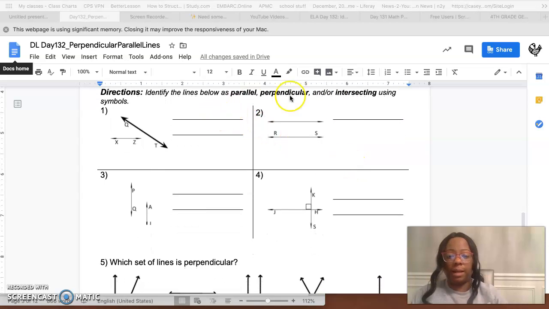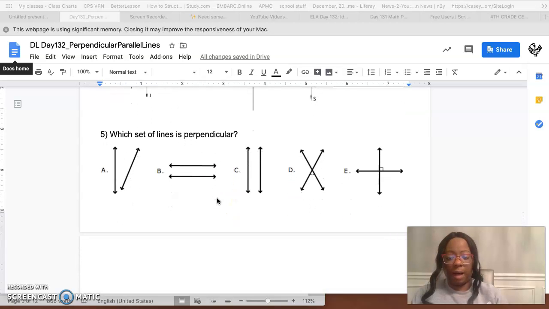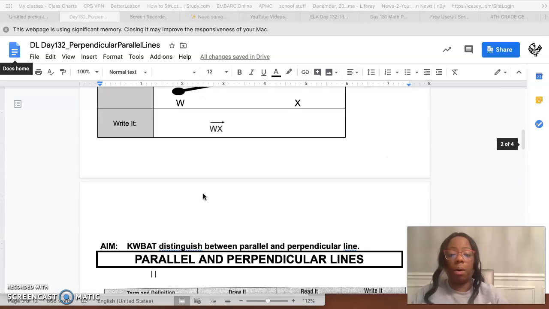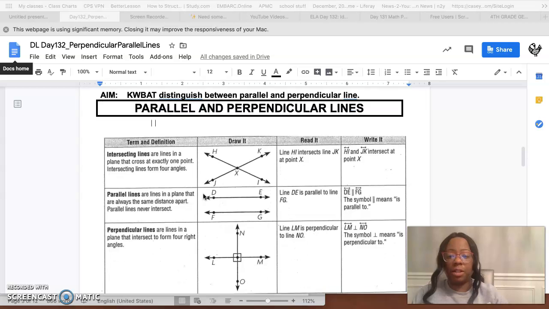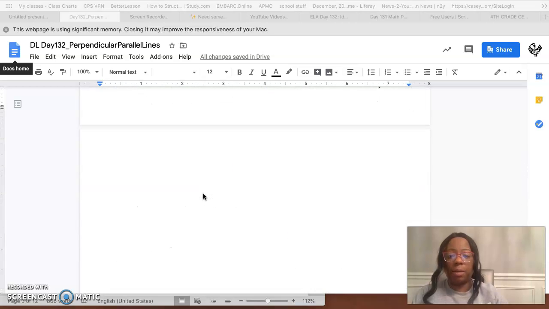Make sure you write the names on the lines. And for question number 5, you're going to see which set of lines are perpendicular. Now, if you have to, you can scroll all the way back to the lesson and get the information that you need to answer the questions on independent practice.